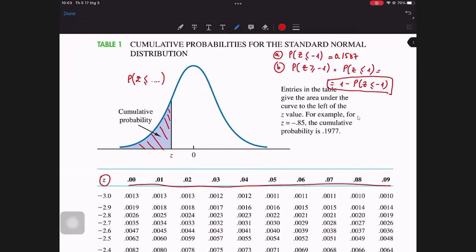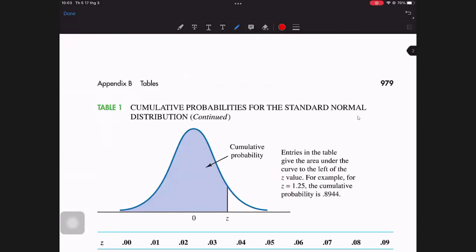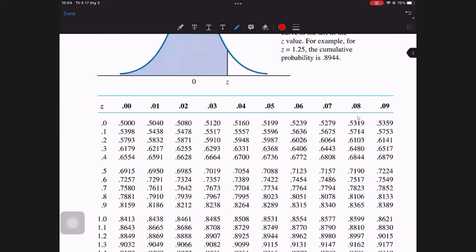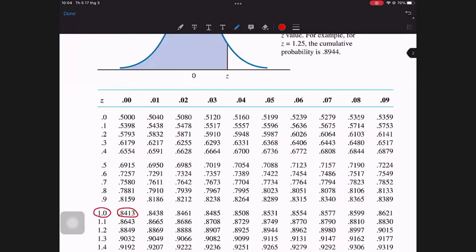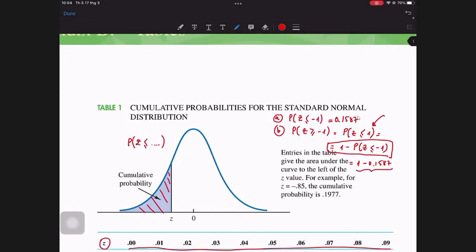You have to take 1 minus the previous value here, which is 1 minus 0.1587, and then you have to calculate this value. But if you look up directly for this value, you do not have to do any calculation at all. So here we have P of Z smaller than 1. We just look at the value of 1 here, and we have directly this value, 0.8413. I just write out here 0.8413.